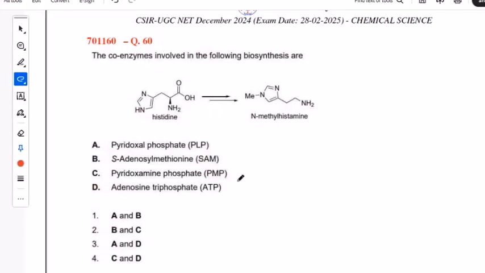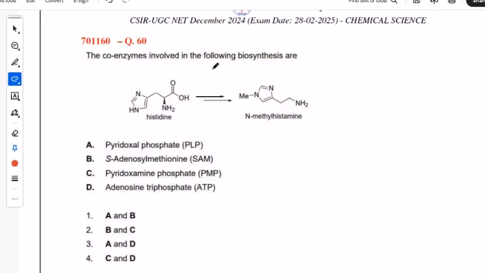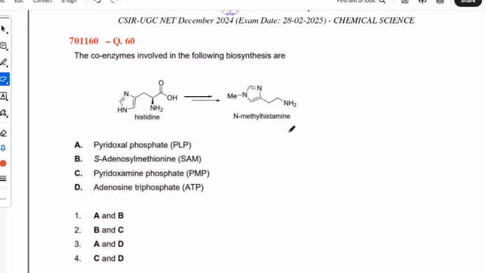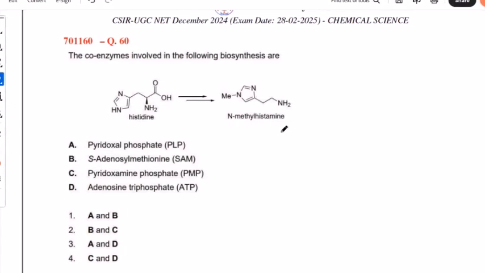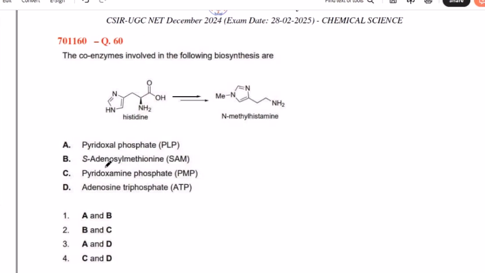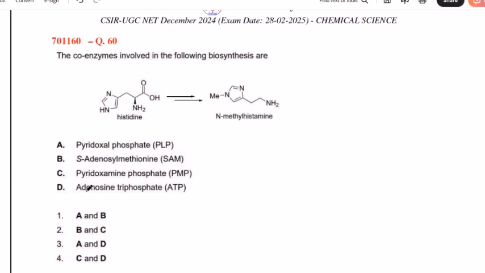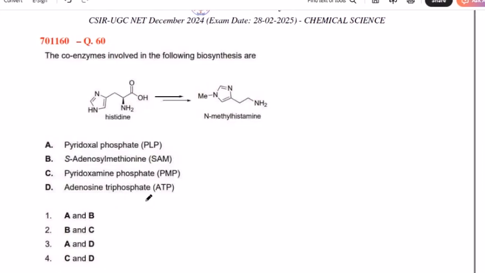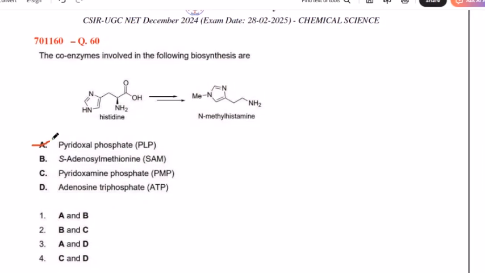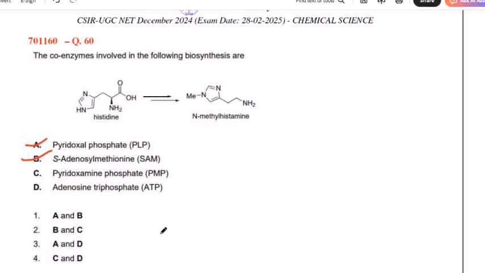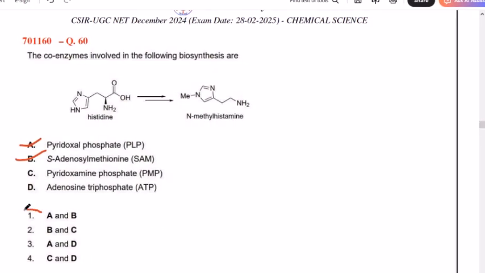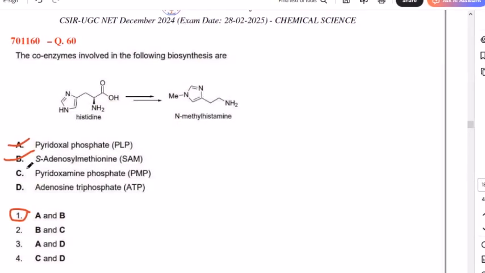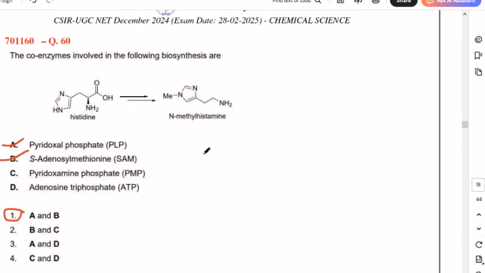Next, question number 60. The coenzymes involved in the following biosynthesis: histidine to N-methylhistidine, histamine. Options: pyridoxal phosphate, S-adenosyl methionine, pyridoxamine phosphate, adenosine triphosphate. So here, A and B are going to work. That is question number 61. That is, A and B are correct options. That is, pyridoxal phosphate and S-adenosyl methionine are correct options, friends.